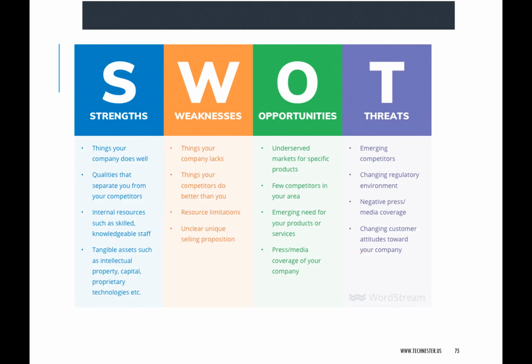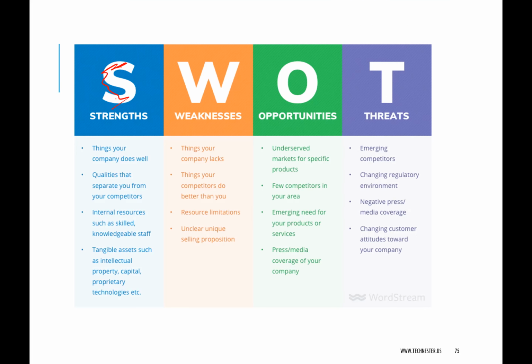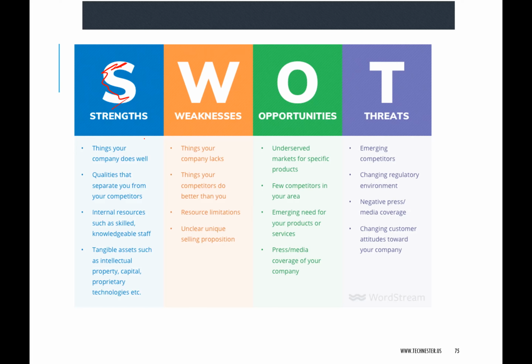I like this image better. This one says, you can look at your company, you can replace company with product, you can replace it with department, depending on the level of analysis you are doing. So things your company does well, qualities that separate you from your competitors, those are your strengths. Internal resources such as skilled, knowledgeable staff that you have, they are your strengths. So you are looking at your organization or your product and you're identifying the strengths. You document all those strengths here in this column.